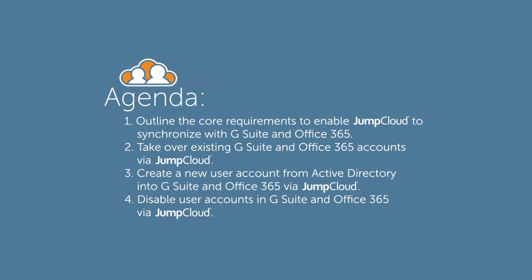Now, in this video, we're going to first outline the core requirements to get our G Suite and Office 365 synchronization in place. Next, we're going to go through taking over an existing G Suite and Office 365 account from JumpCloud. Next, we're going to go through creating a new account directly from AD into G Suite and Office 365 through JumpCloud. And then we're going to go through disabling an account in G Suite and Office 365 through JumpCloud.